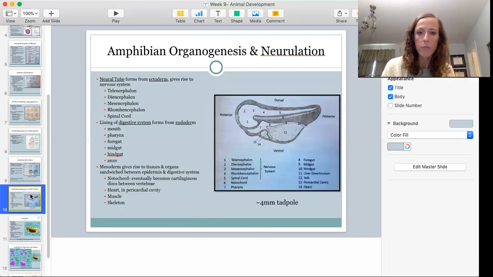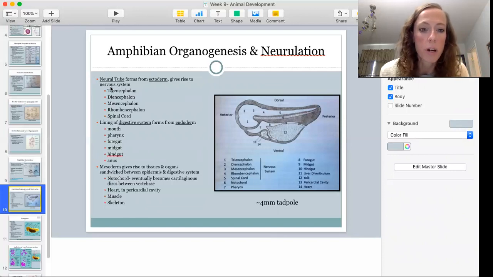Okay. All right. And so after gastrulation, we've got further development. We've got organogenesis and neurulation, okay? So neurulation is, of course, the development of our nervous system. And this is going to be formed from the ectoderm tissue. And it's going to give rise to all the different structures of the brain and spinal cord, okay?